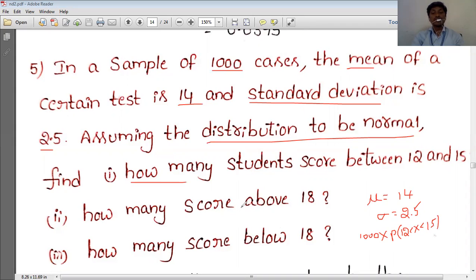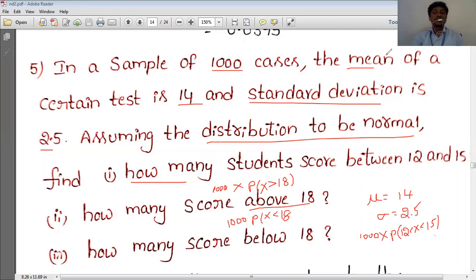And next, how many students score more than 18? Above means which symbol do we use? Greater than. So P of x, where x is the random variable we are choosing, greater than 18, but we require the students. Here the students are 1000, so cases are the students. So 1000 into P of x greater than 18. And next, below means we use the symbol less than. So 1000 into P of x less than 18. That's it.